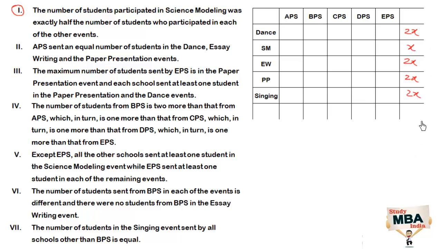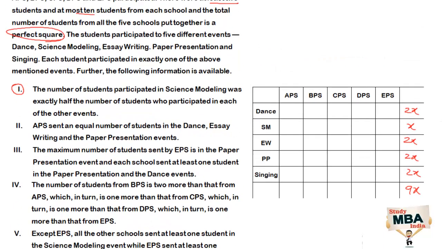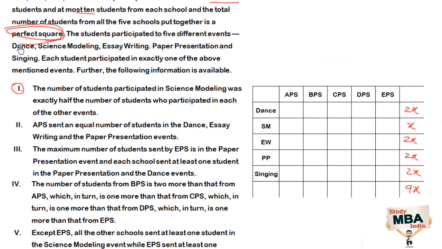So we can say that the total number of students who are participating in all these 5 events will be equal to the sum of these, right? So it is 2x plus x plus 2x plus 2x plus 2x, which comes out to be 9x. And it is also given that the total number of students participating is equal to what? A perfect square. And the maximum number of students from each of the schools is 10.